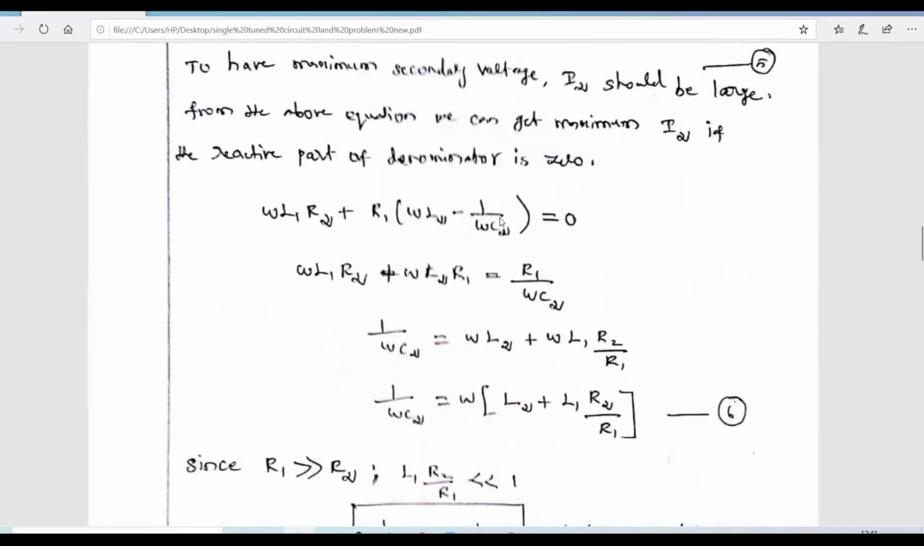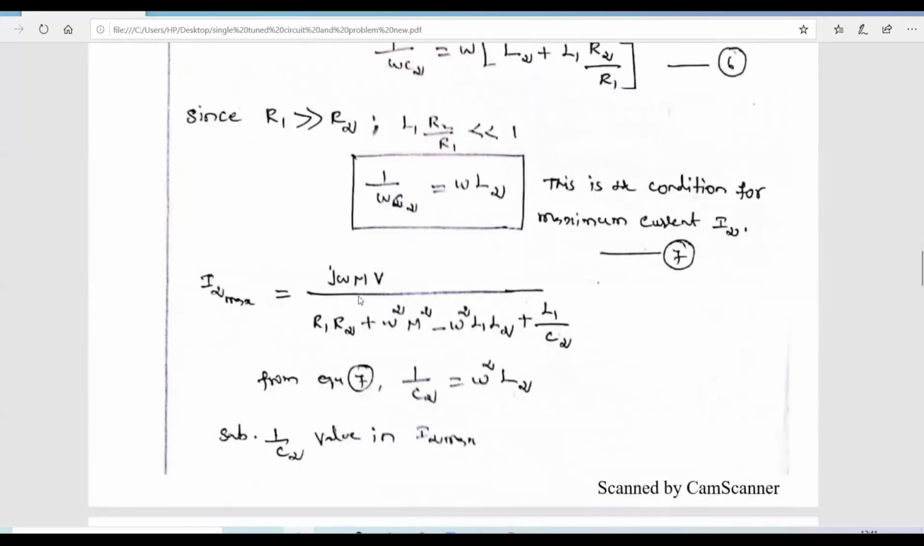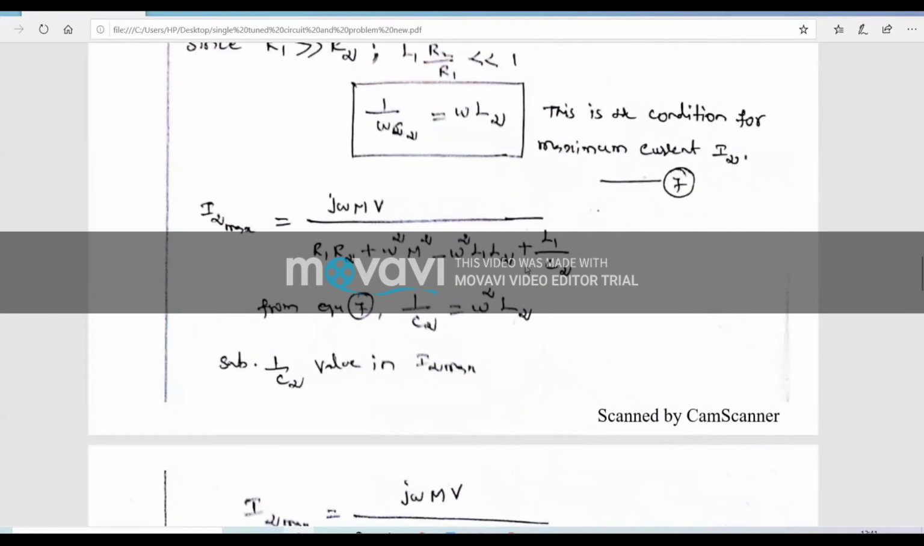In the remaining term, we write I2 max equal to j omega M V divided by R1 R2 plus omega squared M squared minus omega squared L1 L2 plus L1 divided by C2. This is the maximum current flowing in the single tuned circuit.